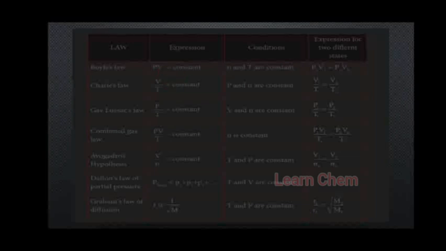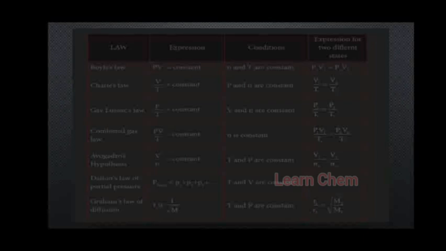If Boyle's law is applied for two different states, then the pressure volume relationship can be written as P1 V1 is equal to P2 V2. And Charles law. What is the condition for Charles law? The pressure is kept constant, and the expression is volume by temperature is constant. For Gay-Lussac law, the condition is volume kept constant, and we are comparing the other two variables, pressure and temperature. P by T is constant.